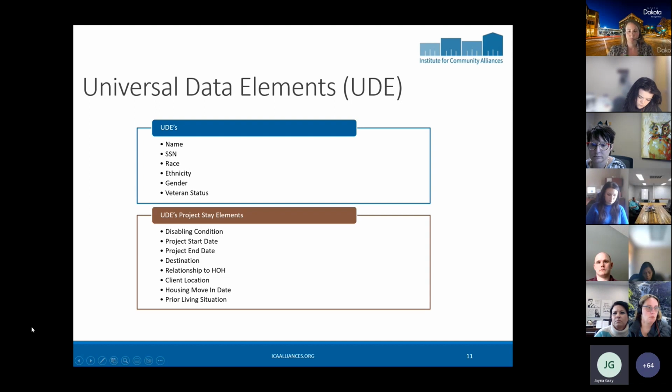So the project-specific data elements are based on what project you are participating in. If you're an emergency shelter, permanent supportive housing project, or housing prevention project, you are going to enter different data elements. But these data elements collectively are something that you would be entering.